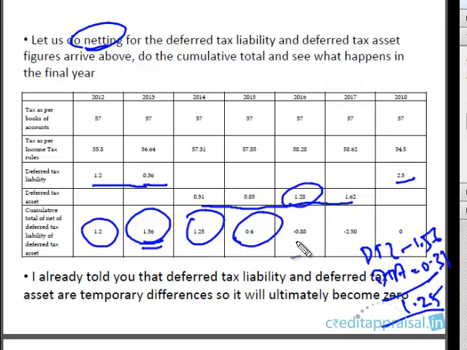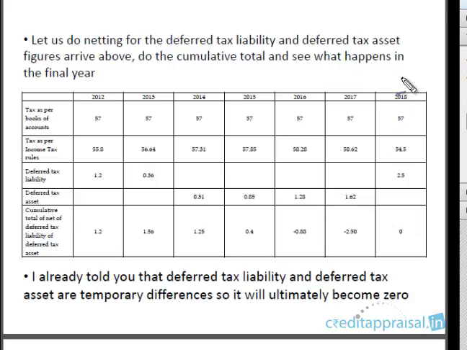The next year 1.28. So now you are going to get deferred tax asset. Till here you got deferred tax liability net, but now you are going to get deferred tax asset 0.88. Next year again deferred tax asset 2.5, netting, right? Finally it is going to become 0, right? If you do the netting till the 7 years, what you're going to get is 0, because I already told you deferred tax liability and deferred tax asset are just temporary differences. Ultimately it will become 0.